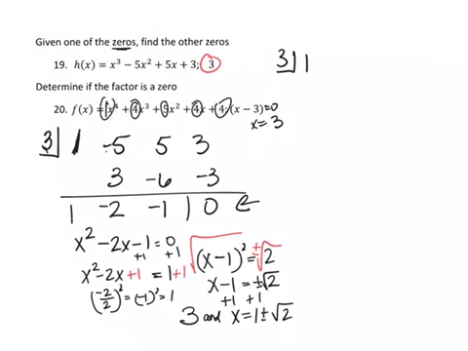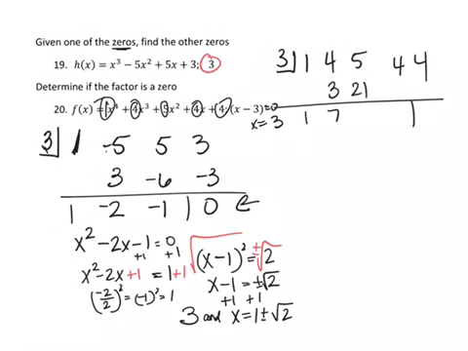So 1, 4, 5, 4, and 4. So 1, 3, 7. 7 times 3 is 21. 5 plus 21 is 26. 26 times 3 is 60 plus 18, 78. 4 plus 78 is, there's no negatives in there. So 4 plus 78 is 82, and 82 times 3 is 246. And when I add that, I get 250, and this is not 0, so this is not a factor.